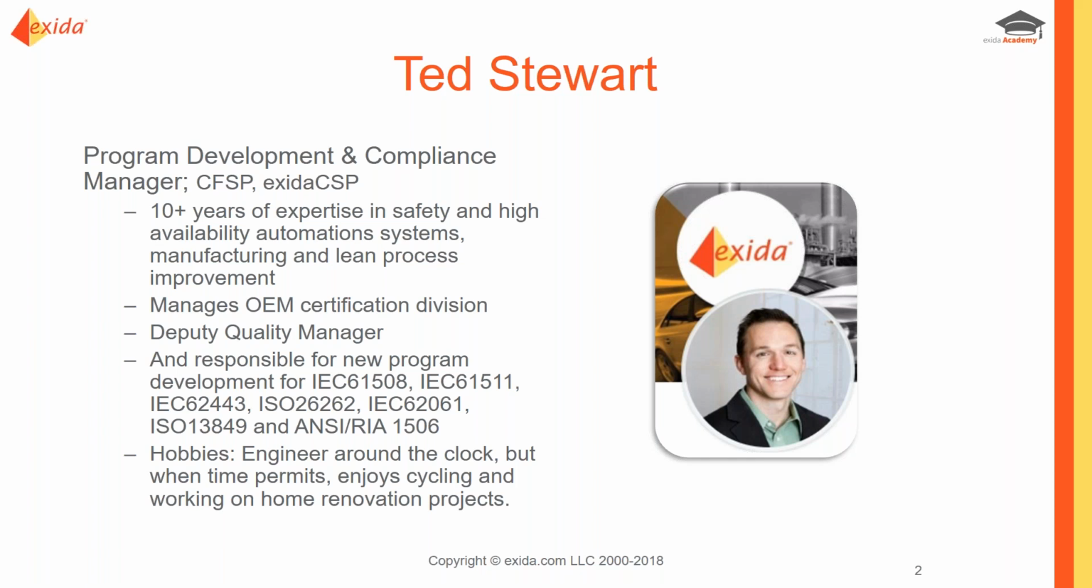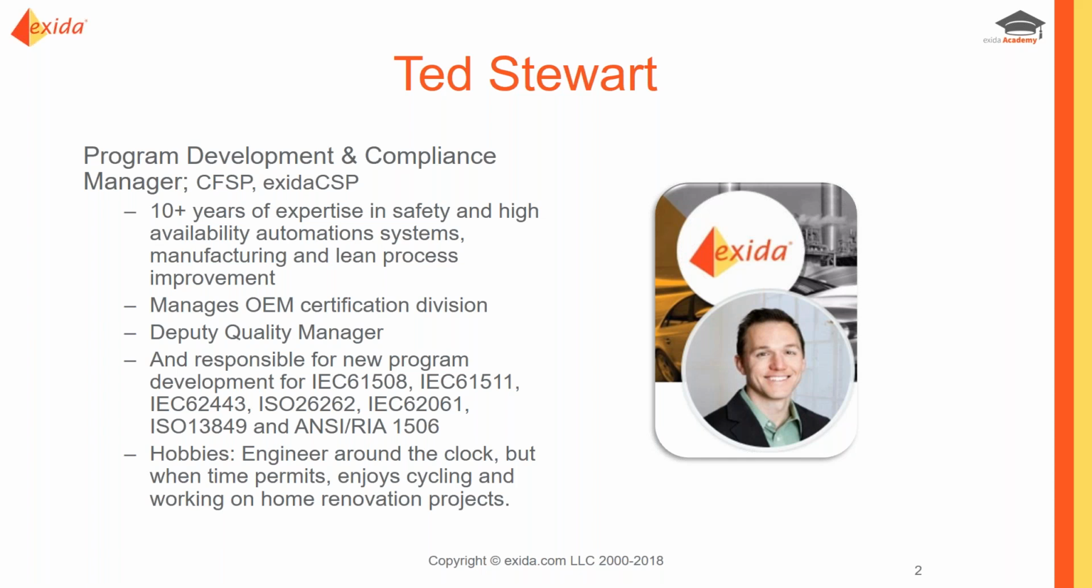I get to help with the OEM certification division. I do some quality work, and more excitingly, I get to be responsible for all the new product development within a lot of standards that people like to fall asleep to. I know. So for 61508 and 61511, those are functional safety standards. Then you have IEC 62443 for cybersecurity. You have ISO 26262 for automotive, IEC 62061 and ISO 13849, which is machine, and then you have ANSI RIA 15.06 for robotics.